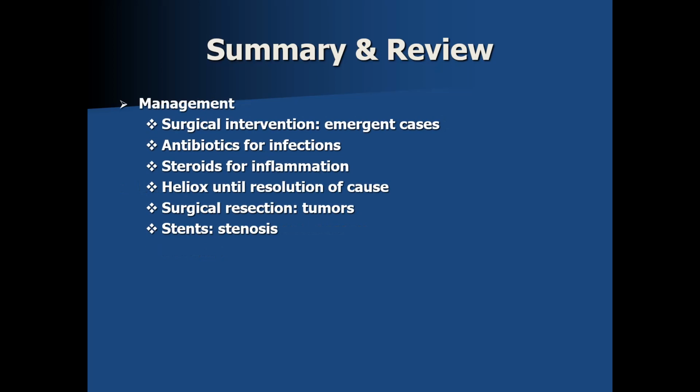The management of upper airway obstruction, if it is an emergent case, will require surgical intervention. Again, sometimes we can give Heliox until the cause is resolved. Antibiotics are necessary for the infections. Steroids are useful to reduce the inflammation. Surgical resection will be necessary for some of these, especially tumors. And for stenosis, tracheal stenosis, stents can be placed.